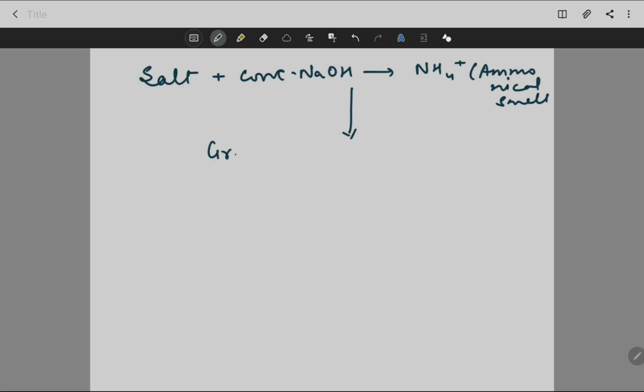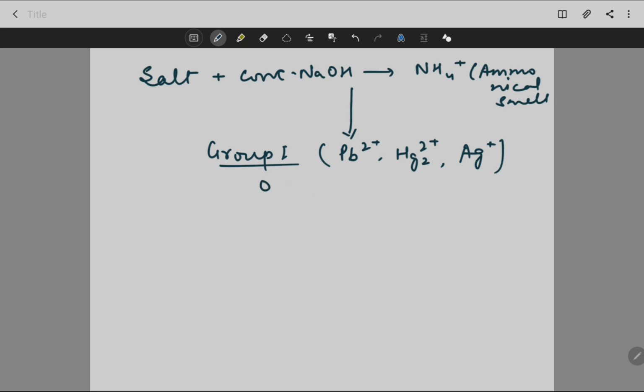What is the further one? That is group 1. What are the group radicals of group 1? Lead, Hg2 2 plus, that is mercurous, and silver. These are the radicals. And what is the group reagent?